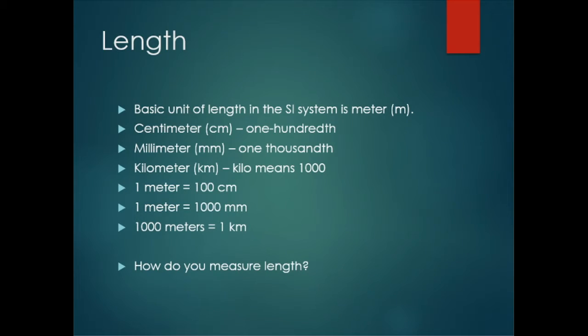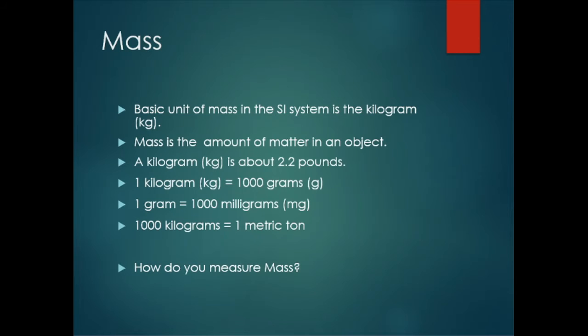Length is how long something is. The basic unit of length in the SI system is called the meter, or M. Centimeter, millimeter, kilometer, those are ways we measure length. Centimeter and millimeter are small, and they're defined. Centi is 1/100th, milli is 1/1,000, and so on. How do you measure length? What kind of tools do you use to do so? That's what's next.